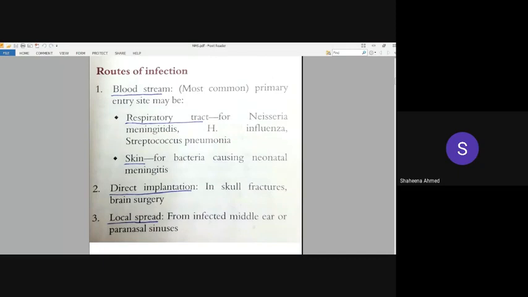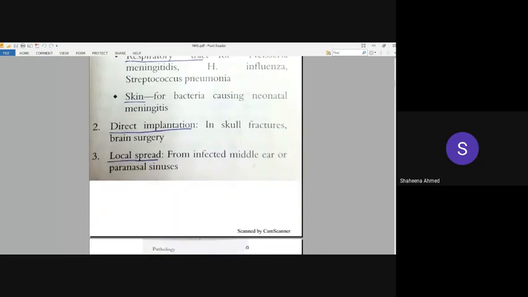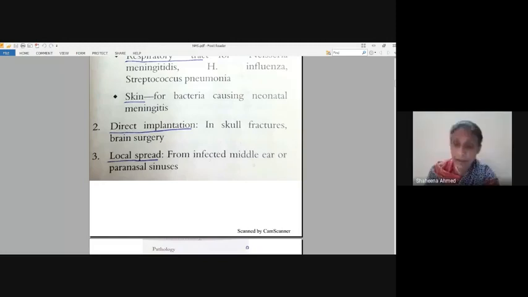Now, if we look at the direct implantation, this is another route through which the bacteria are directly incorporated into the brain. And this occurs if there is a skull fracture or there is brain surgery. In both these conditions, the brain can be directly exposed to the external environment. The third route of spread is the local spread, where adjacent areas are infected and ultimately the infection travels towards the brain. The most common sites are middle ear infections and infections of the paranasal sinuses. Both of these regions have direct connection to the brain.